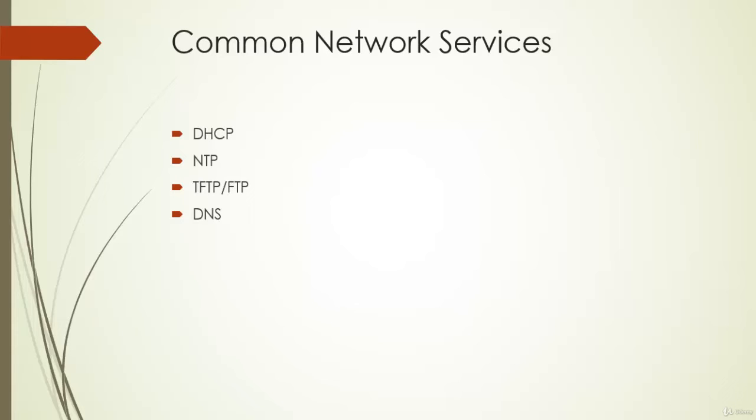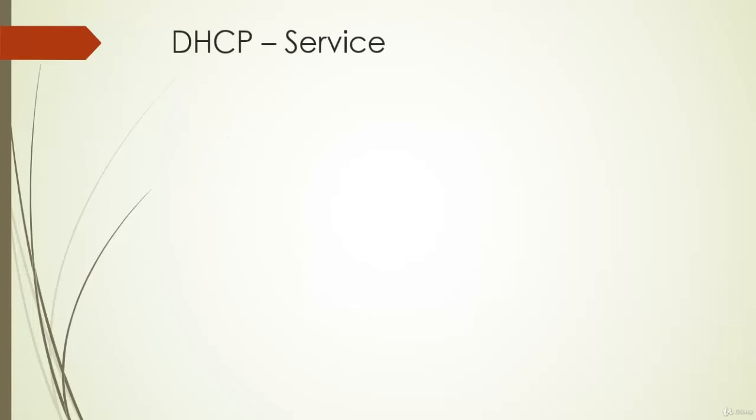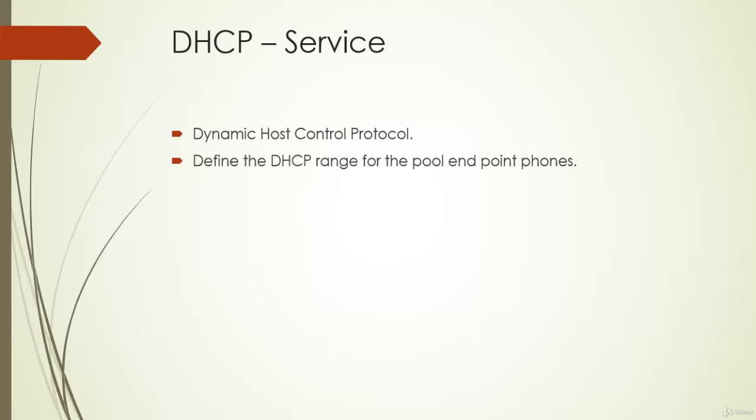Now the DHCP service that we use is the Dynamic Host Configuration Protocol, of course, and you need to define the DHCP range for the pool of endpoint phones. Let's say you have 254 hosts. Then you define a range for IP phones, and you should have a static range as well. So your IPPBX or phone server, the gateways and the SBC, the session border controller, IP addresses should be in the static range. They should not be part of DHCP.